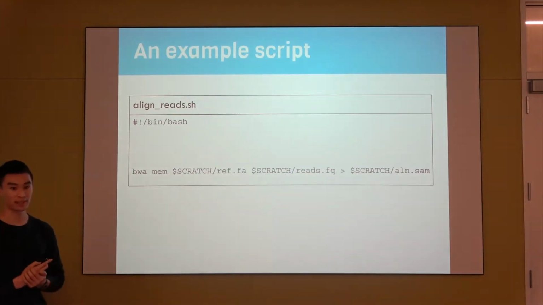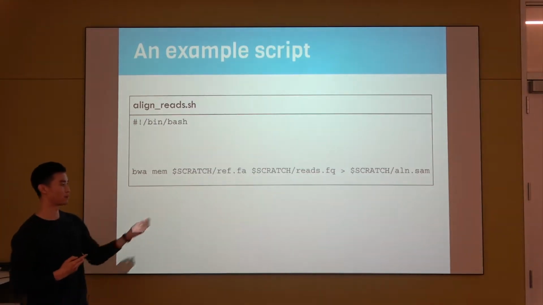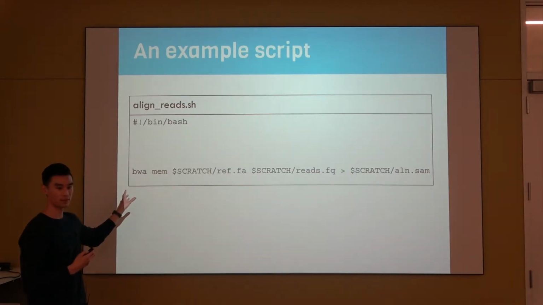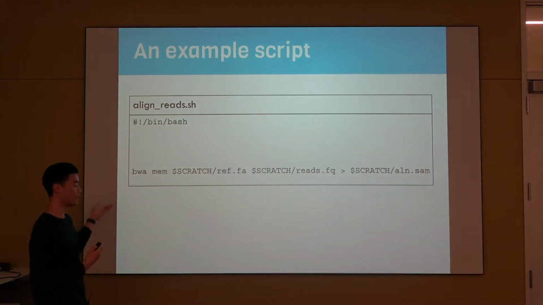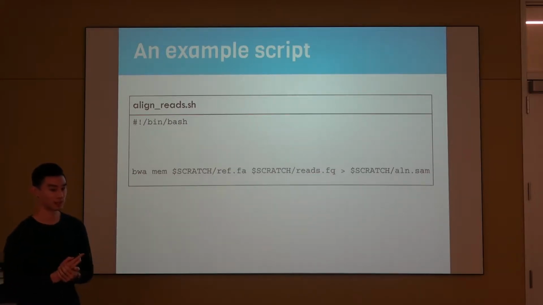I mean, you have the hashbang at the top that just says this is a bash script. And then it runs this command here, bwa mem. Bwa is the command, a very popular function for aligning DNA sequencing reads. And then mem is just the algorithm it's going to be using. And then we have these files here that are stored in Scratch that it's going to be acting on and writing to.